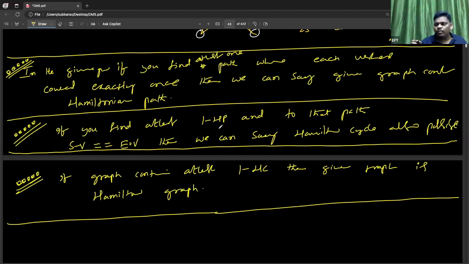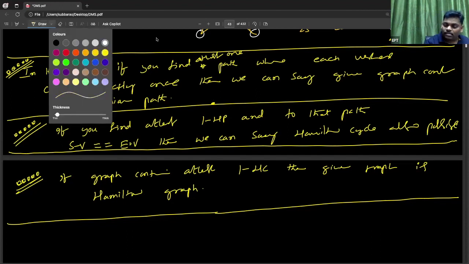Oh, this is the Hamiltonian. Okay, I have to find a path, at least one path, where every vertex will be covered exactly once. So write whatever you want. Write whatever way you want. Write nicely, because I think after two days, if you ask me, sir, can you read this? No one knows.